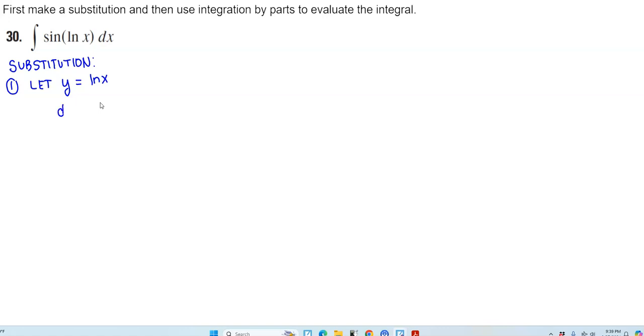Okay, and so therefore the derivative is going to be 1 over x dx. So let's multiply both sides by x, and so we get x dy equals dx. But in this scenario, we can't substitute dx to be x dy, because then we're going to still have two different variables, and we want to write this substitution in terms of y. So we need to figure out, okay, what can we do here with this x dy?